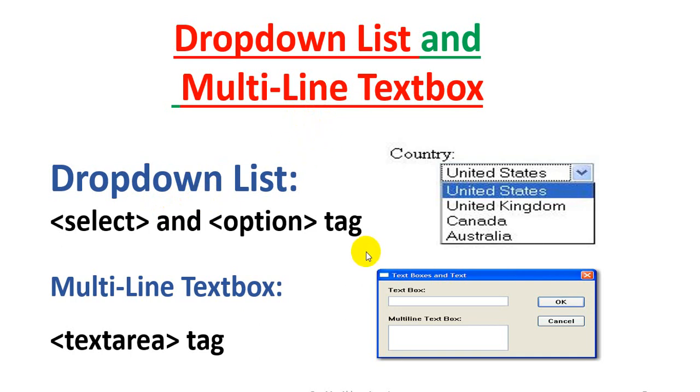See this picture: country, United States, United Kingdom, Canada. These are certain list items. This picture is called a drop down list. It means we have a number of list items starting from the top, that is United States, up to Australia. There are four list items: United States, United Kingdom, Canada and Australia.